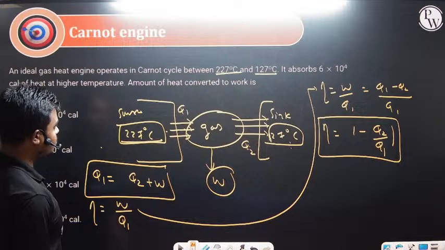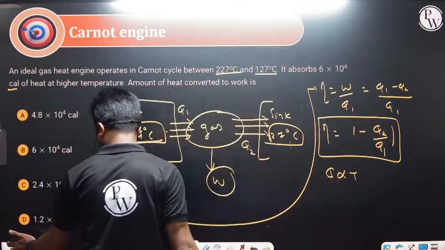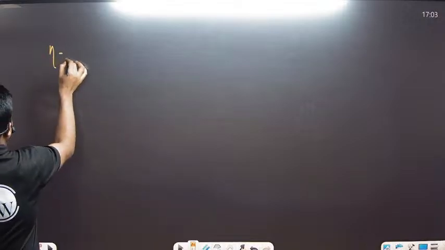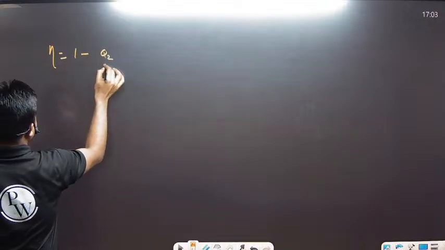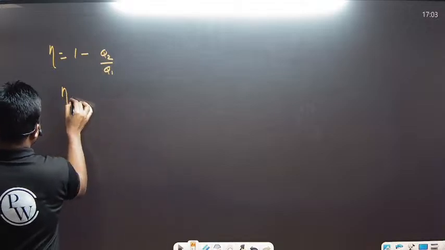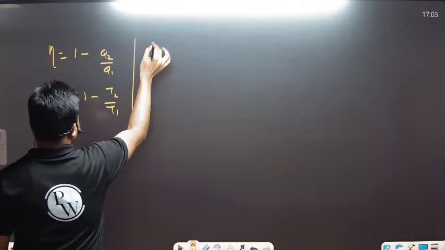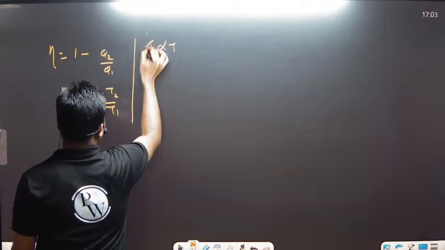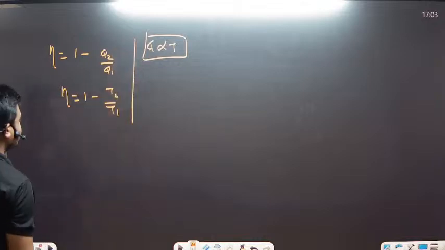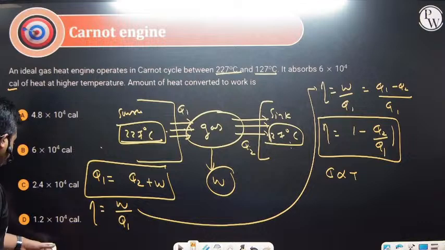So we have the temperature. Q is directly proportional to temperature. So eta is 1 minus Q2 by Q1, and it is also given as 1 minus T2 by T1, because Q is proportional to temperature. So Q2 by Q1 equals T2 by T1. So that's it, and what they're asking we can calculate.